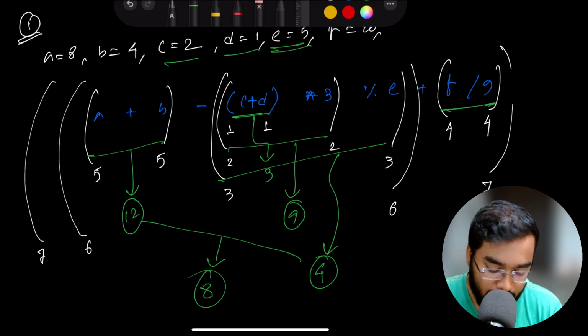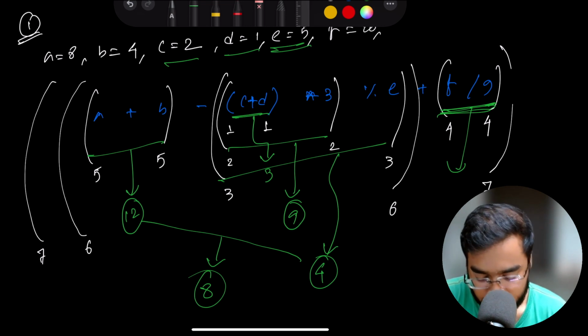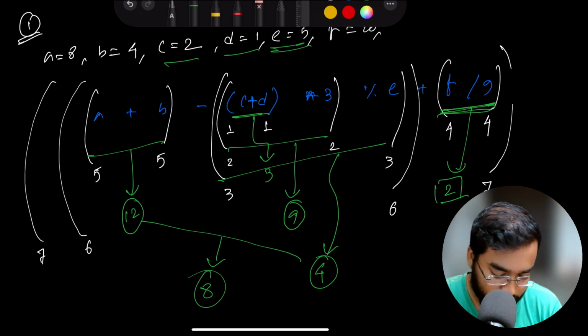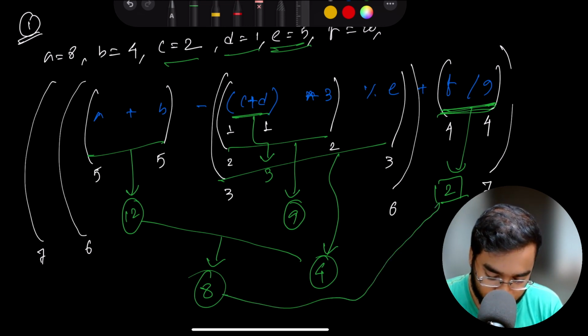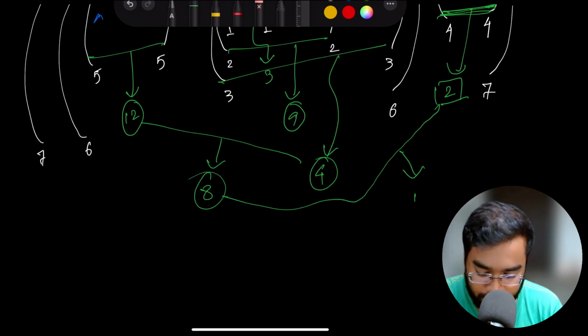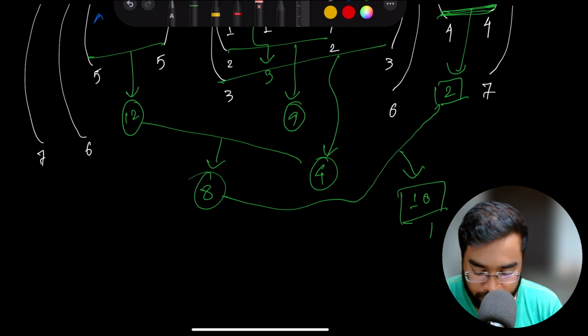Another one: after 3 there would be 4 also. 4 is F divided by 9. F is 20, 20 divided by 9. Now 9 into 2 is 18, that means 2. So 3, 4, 5 are done, 6 is also done. Then 7 would be 8 plus 2, which is equal to 10. Then 10 would be the answer.